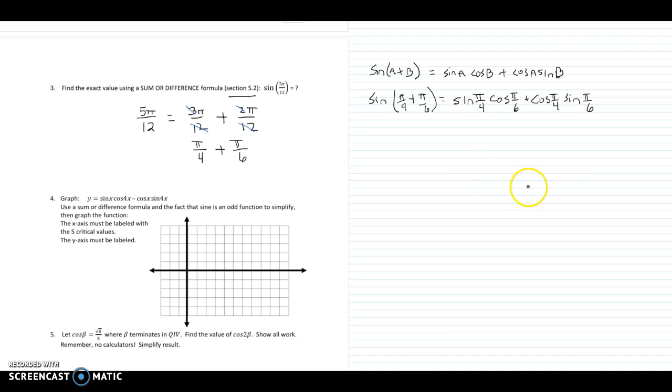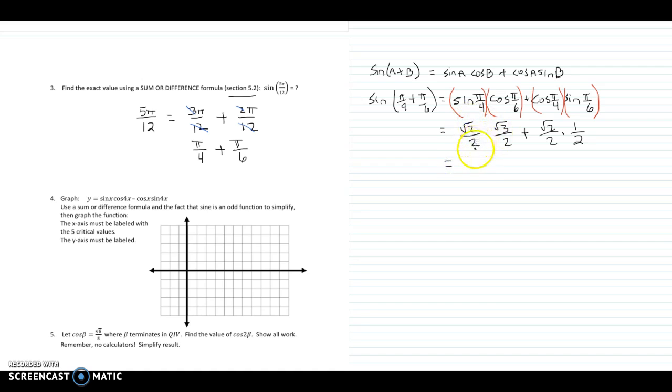So here we have a lot of familiar values. We've seen these before, and once again, you do have to have these radian angles memorized, and you should be able to say them off the top of your head. So sine of pi over 4 is equal to root 2 over 2. And cosine of pi over 6, what does that equal? It's root 3 over 2. And cosine of pi over 4 is root 2 over 2, whereas the value of sine of pi over 6 is 1/2.